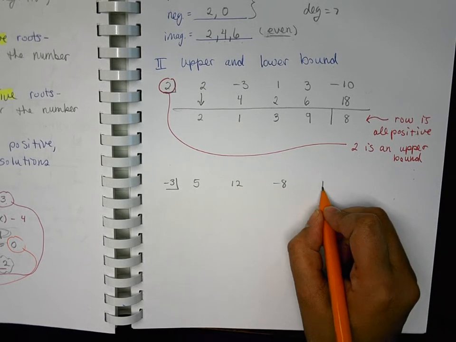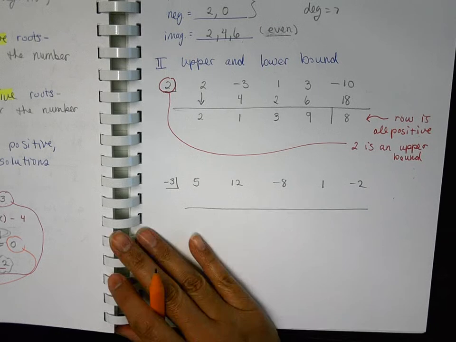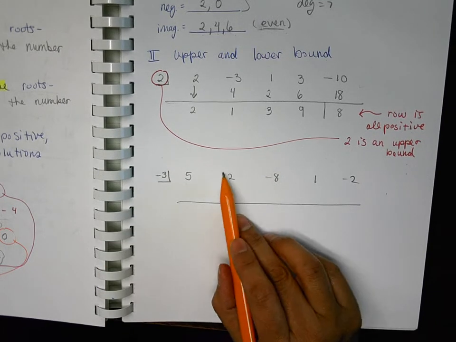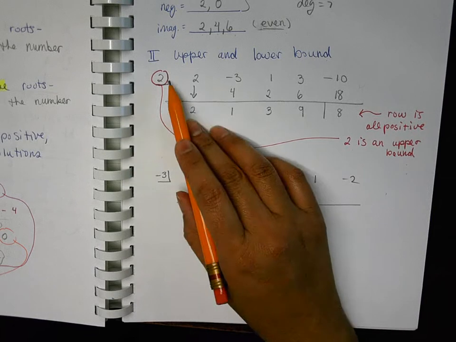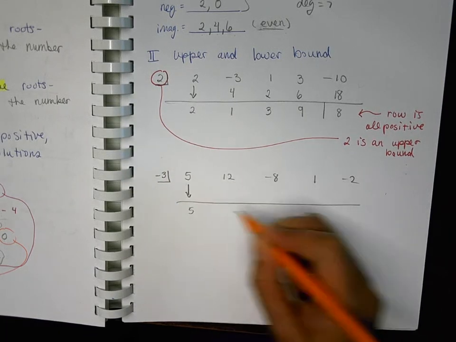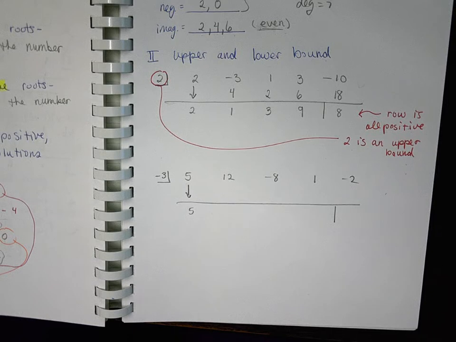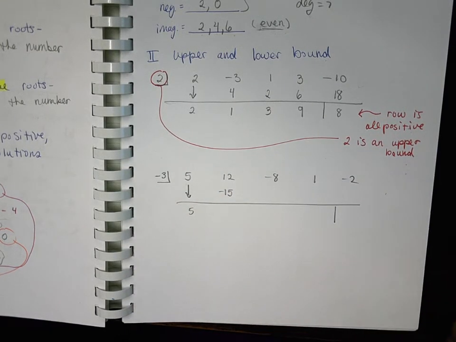-3, 5, 12, -8, 1, -2. Now I'm just using a set of numbers here that I've worked out ahead of time, but this number does not have to be negative. It is here, but it does not have to be, nor does that one have to be positive. All right, drop your first. I'm going to have you guys work it out, the last one does not come out to be 0.